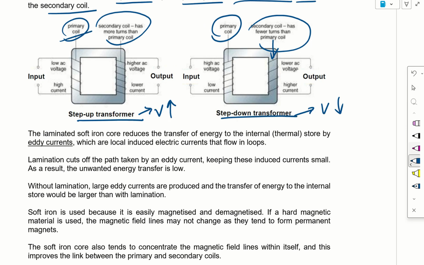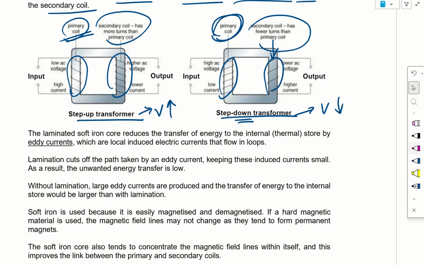As you can see, in the primary coil the number of turns is lesser, and in the secondary coil the number of turns is more. This is for a step up. For a step down, in the primary coil the number of turns is more, and the number of turns is lesser for the secondary coil.